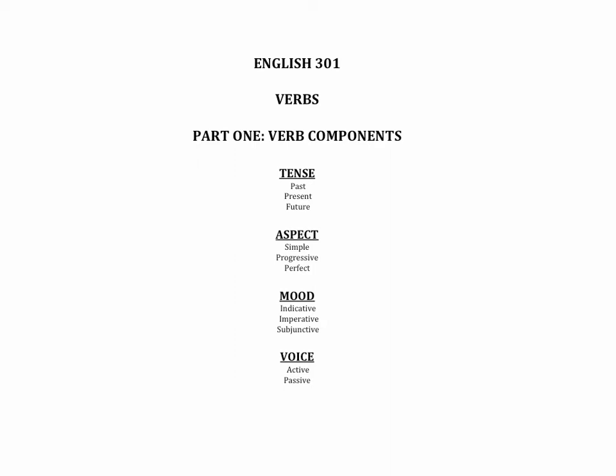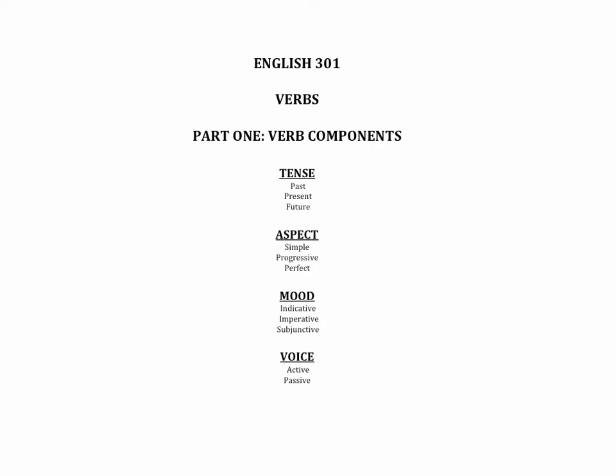So, for example, I smiled. That would be the simple aspect. Smiled, simple aspect, an action that is complete. It's simple in that way. It also happens to be in the past tense. So for I smiled, we would say tense, past, aspect, simple.